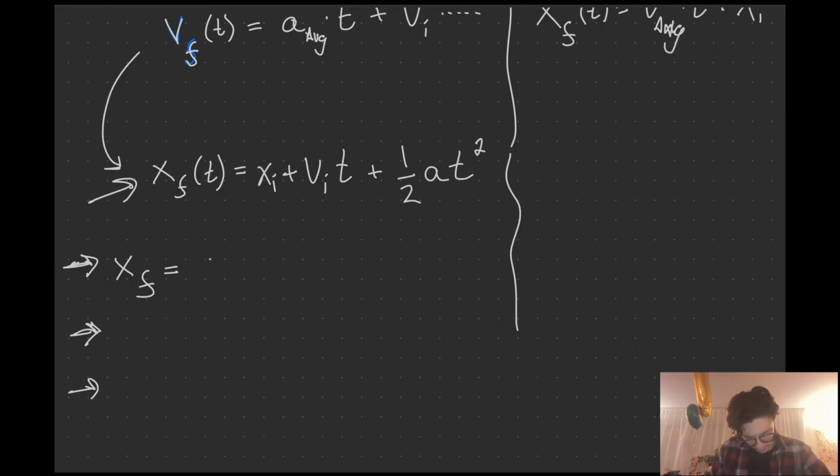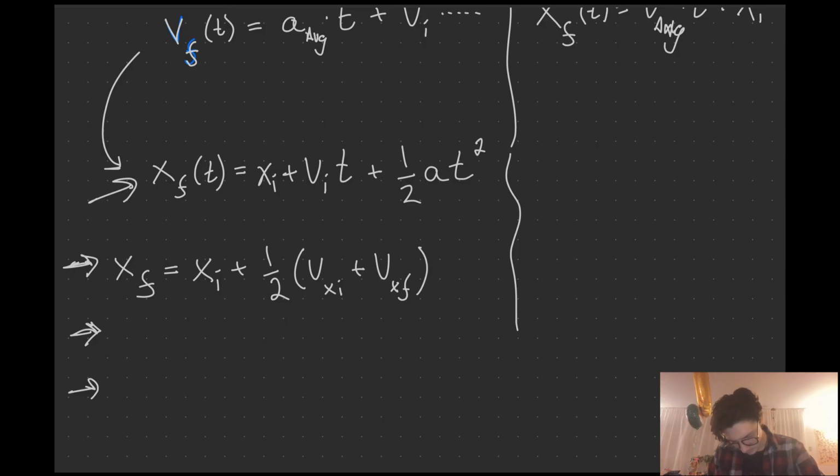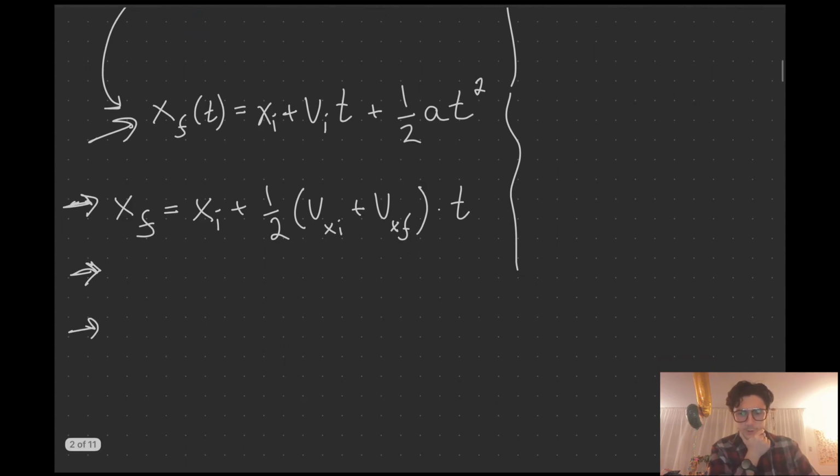Final position, here we have initial position plus 1/2 Vxi plus Vxf times time. So it looks like this is another equation. This one I have not used before. Maybe it'll be useful. And let's write the other one, and then we'll talk about what are the differences.